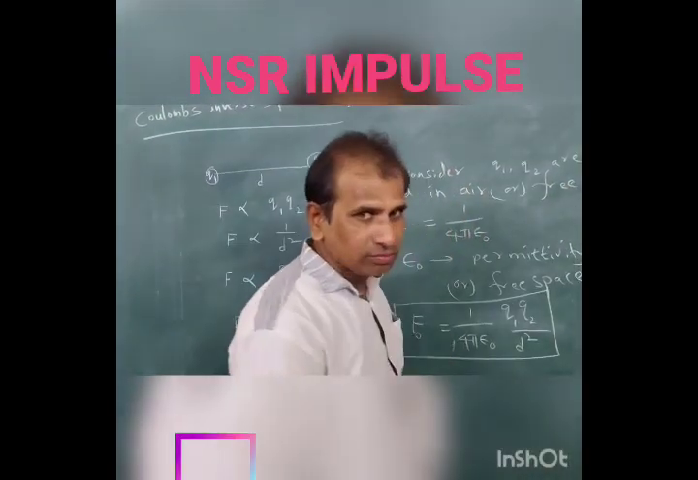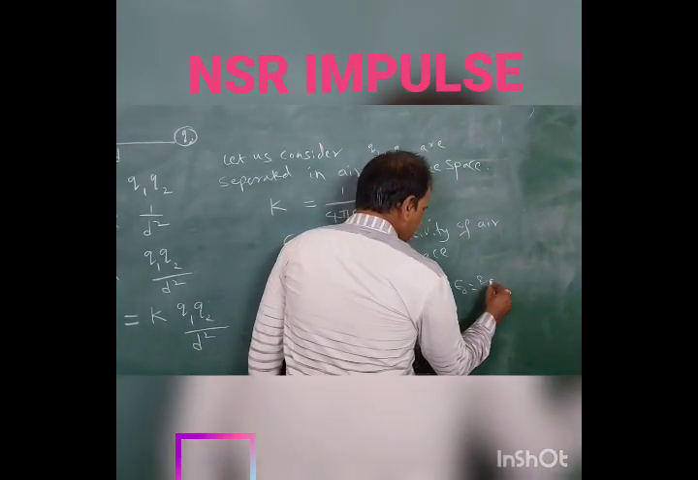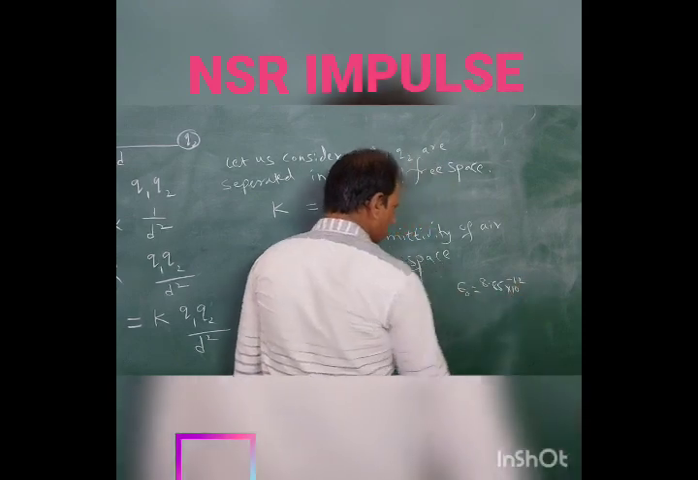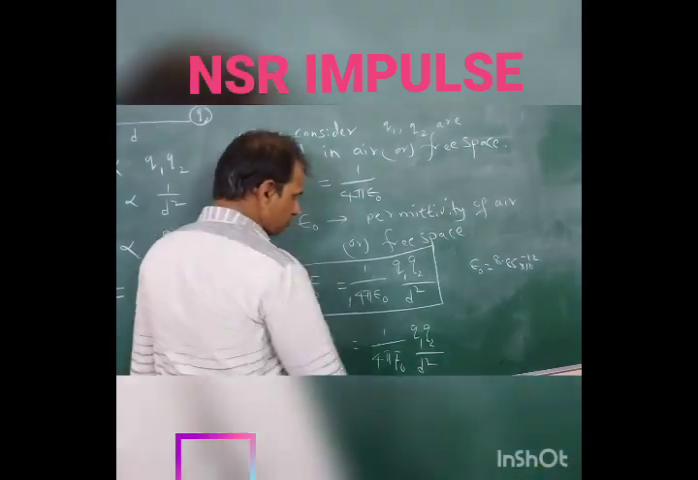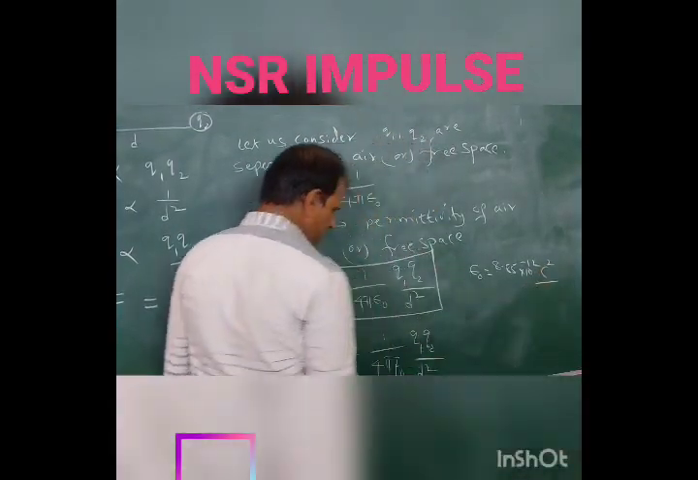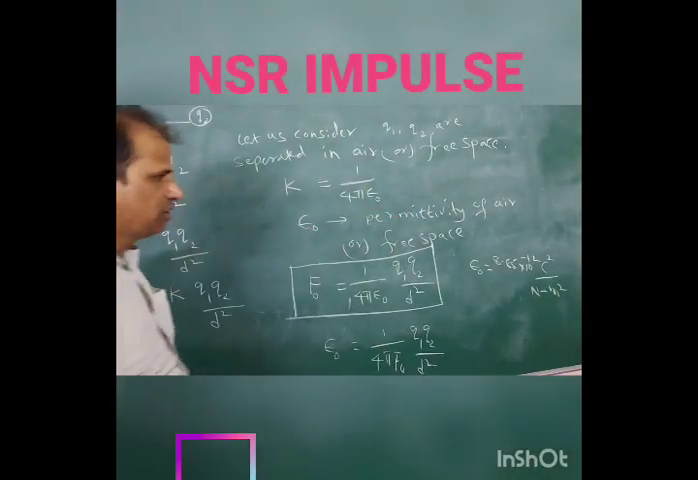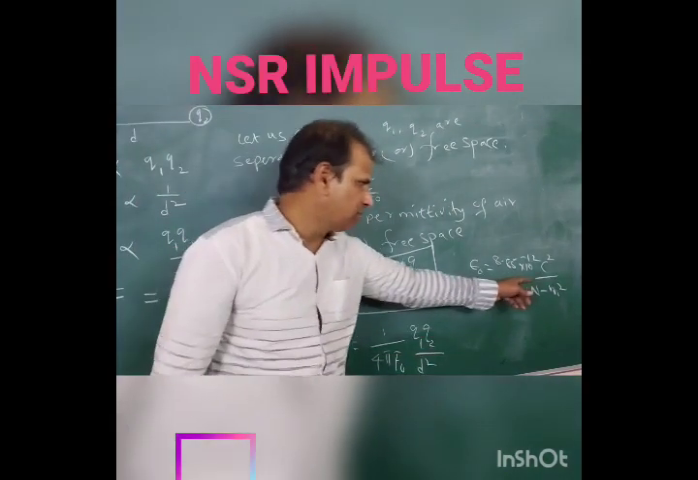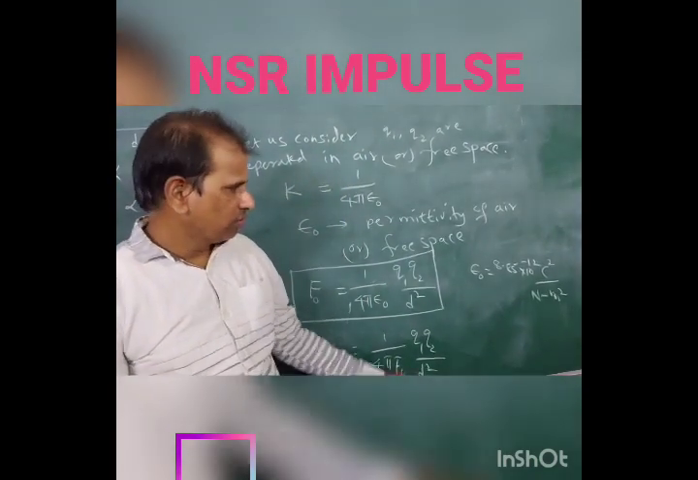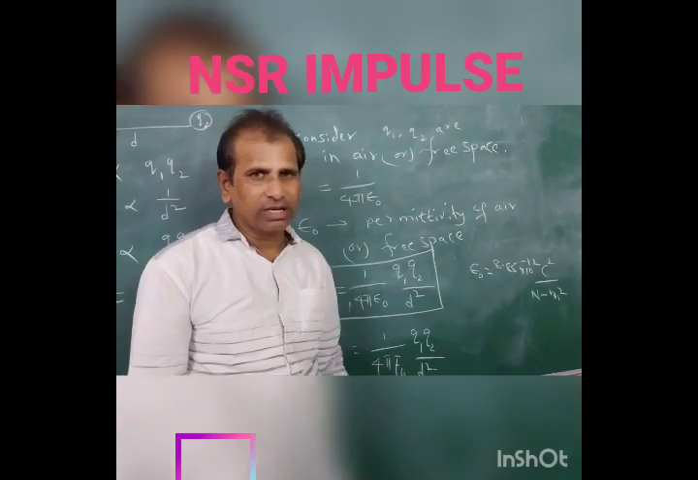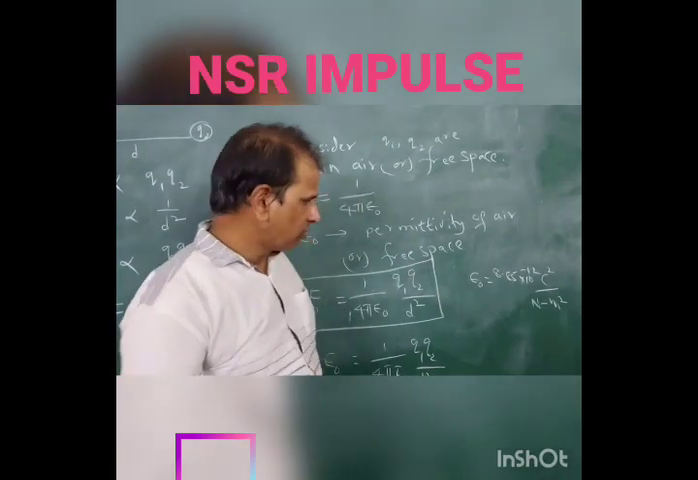Epsilon naught equal to 8.85 into 10 power minus 12. Unit is coulomb into coulomb, coulomb square by Newton meter square. This is the unit of epsilon naught. What is the unit of epsilon naught? Coulomb square by Newton meter square. So the epsilon naught value is 8.85 into 10 power minus 12. This you have to remember.